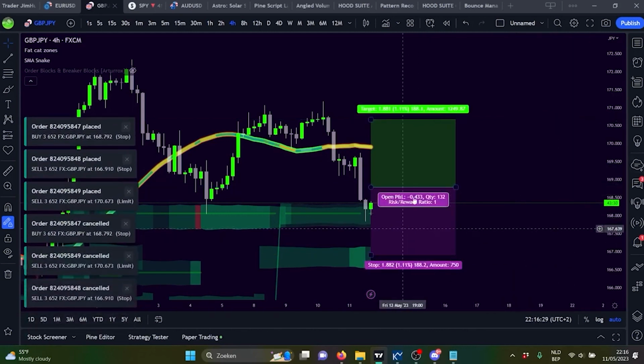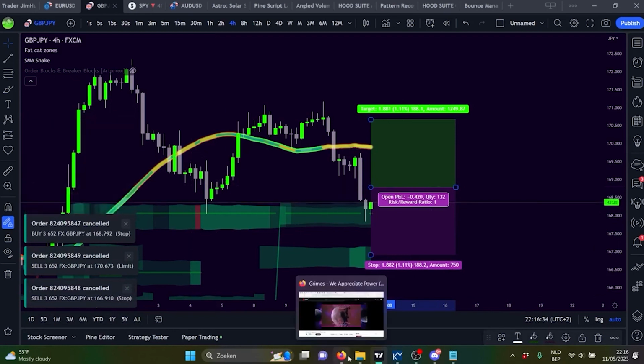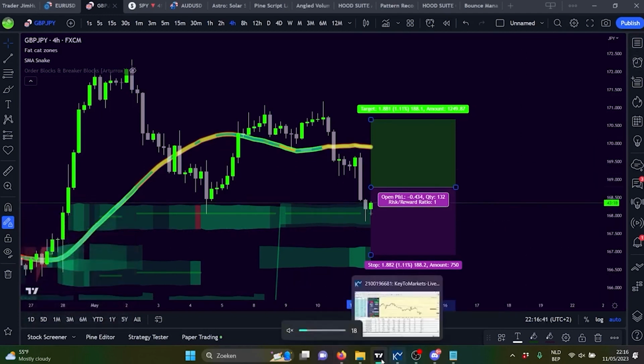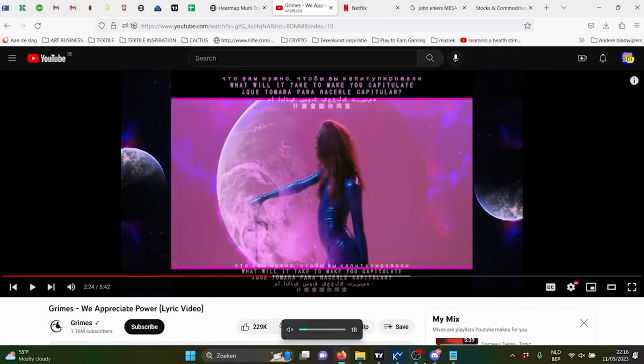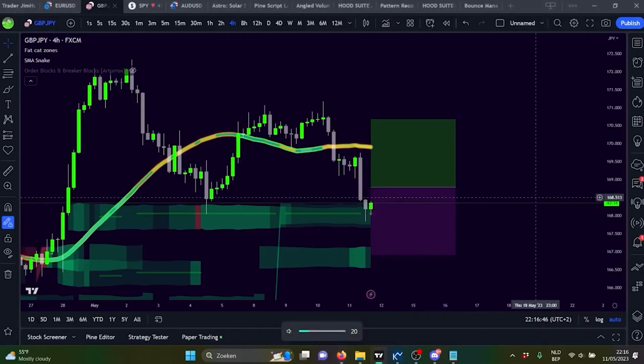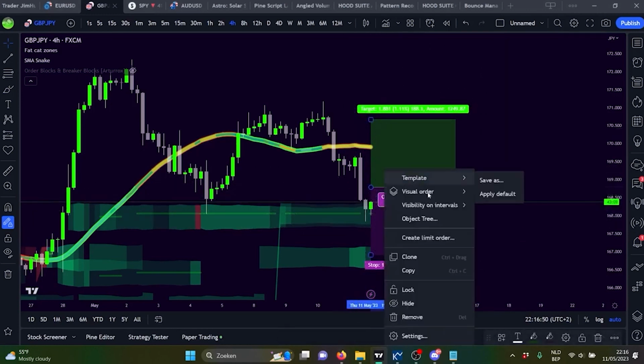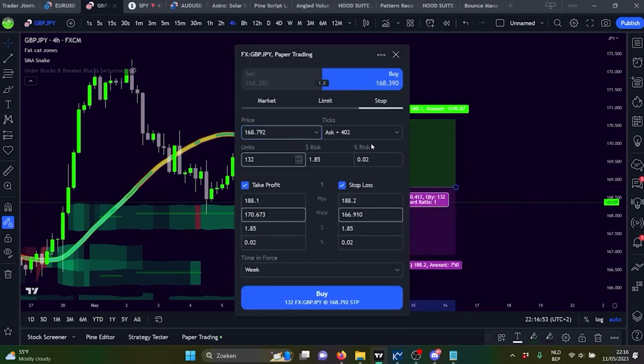Let me do this one again because we want to make sure it will expire in a day. Let's stop this music. Okay, I'm gonna keep this raw for you guys. Yeah, let's use the same thing. Stop order, then expiration time of a day, 0.5% risk. Okay, put in a buy. Right.